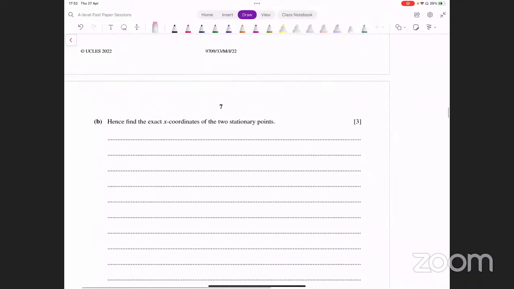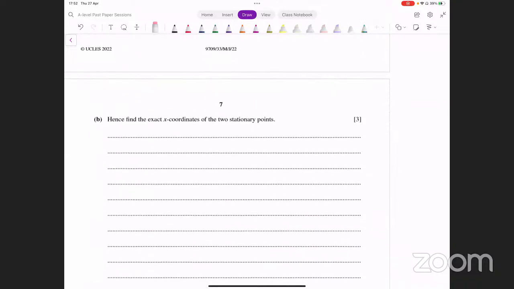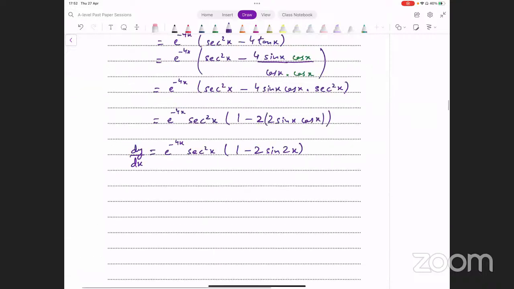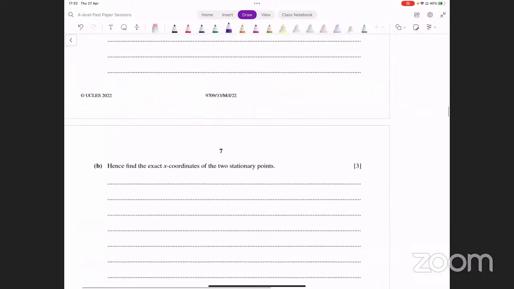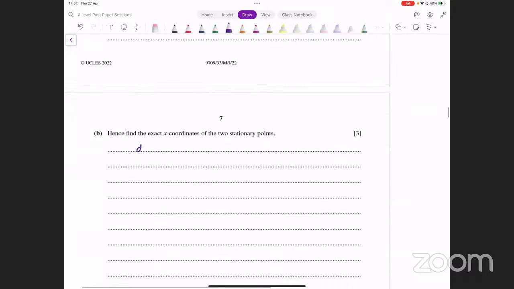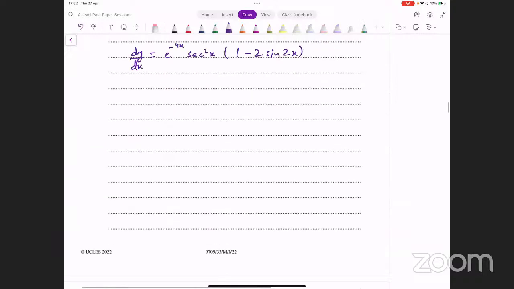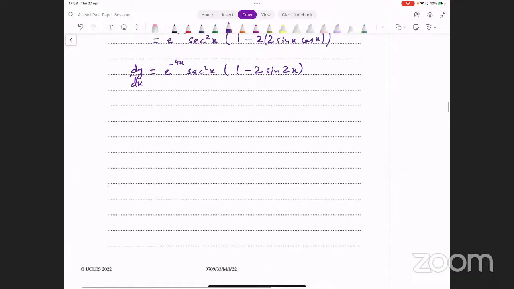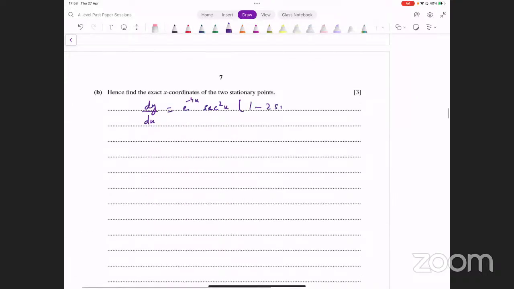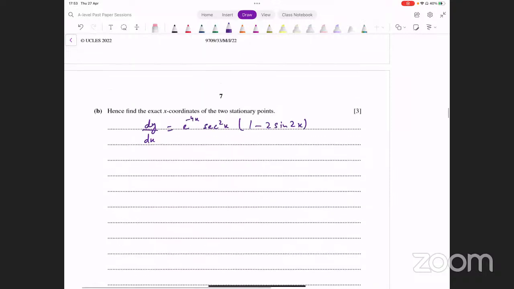The second part says, hence find the exact x coordinates of the 2 stationary points. Stationary points कैसे find कर सकते हैं? आपके पास derivative आ गया, derivative को 0 से equate कर दें. That's all that we have to do here. So dy over dx, what is that? Dy over dx is e raised to power minus 4x into secant square x multiplied by 1 minus 2 sine of 2x. What we do is we put this derivative equal to 0.